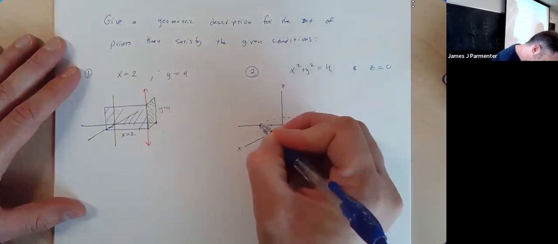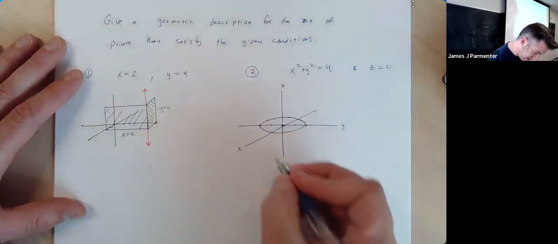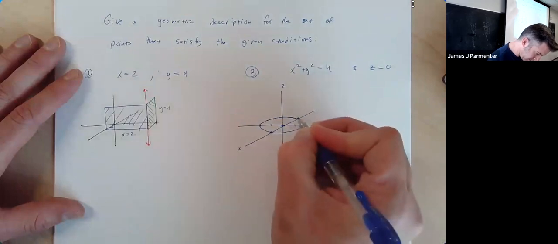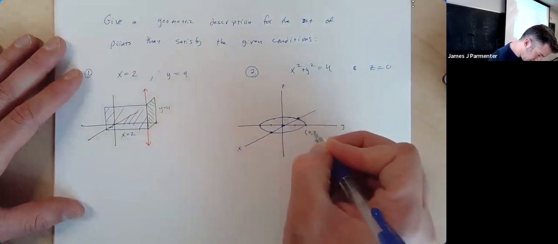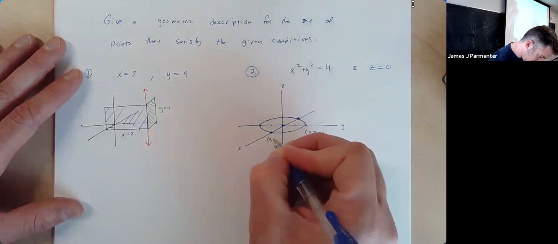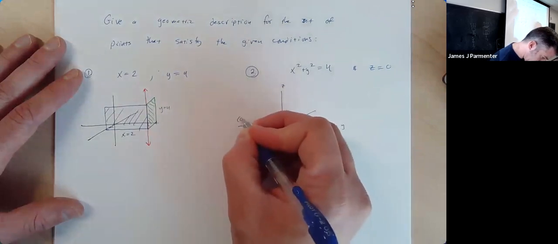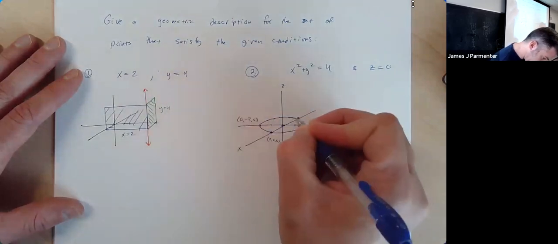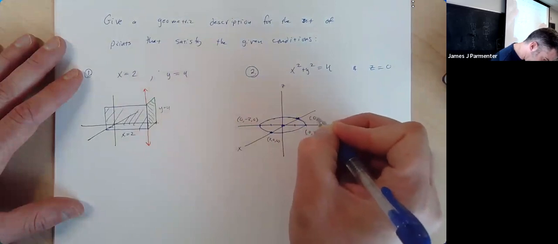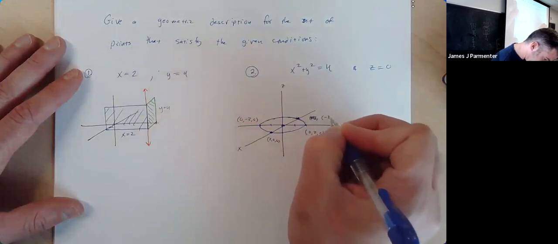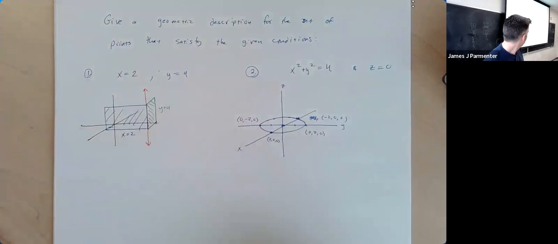I guess I don't need to do a dash because, and then I might label those points if you really want to. There's 0, 2, 0. There's 2, 0, 0. There's 0, negative 2, 0. There's, sorry, negative 2, 0, 0. Not necessary to label them, I just like labeling them.